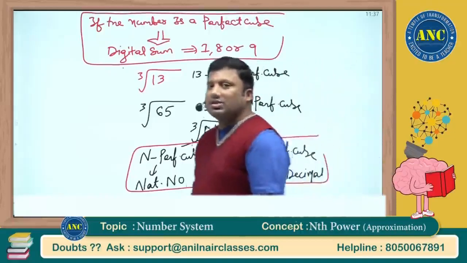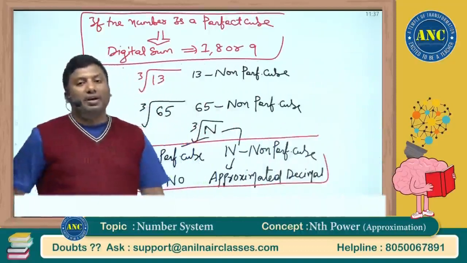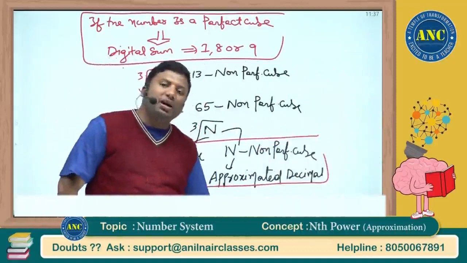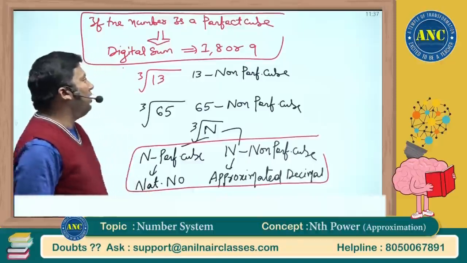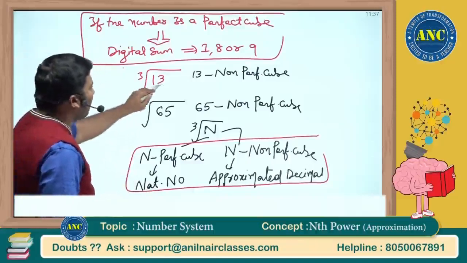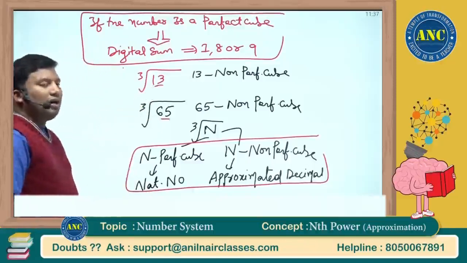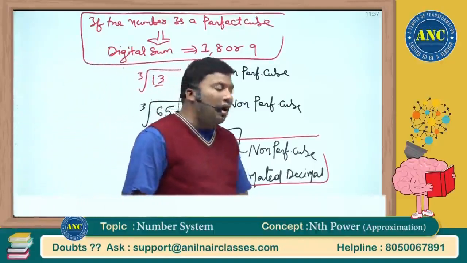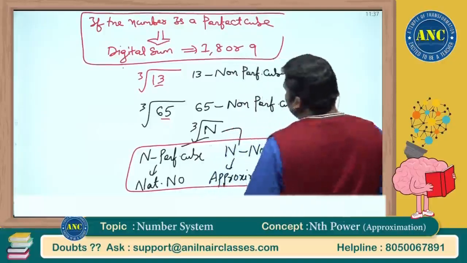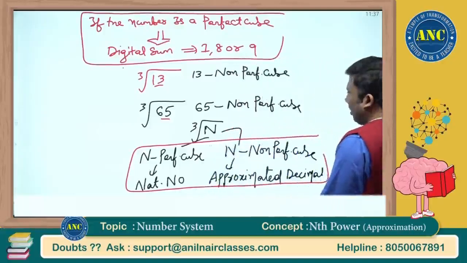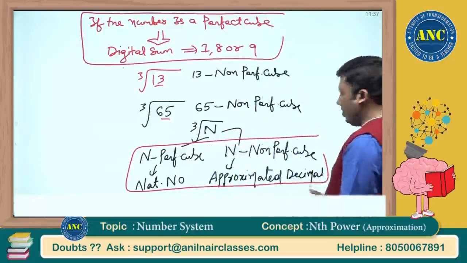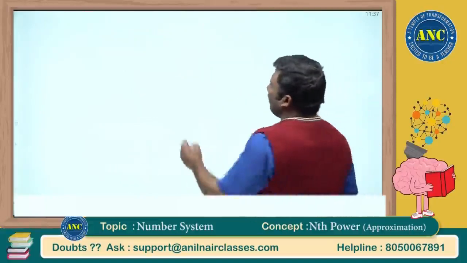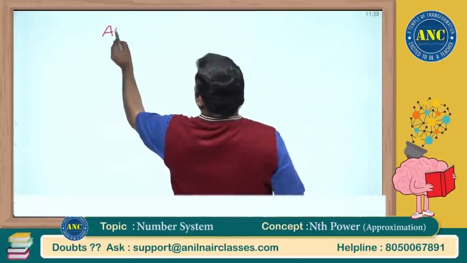Very, very important slide. If the number is a perfect cube, the digital sum of that number will always be 1, 8 or 9. Wherever the digital sum is not 1, 8 or 9, how to find the approximate value of a non-perfect cube? I hope this concept is clear. Now, another beautiful concept.